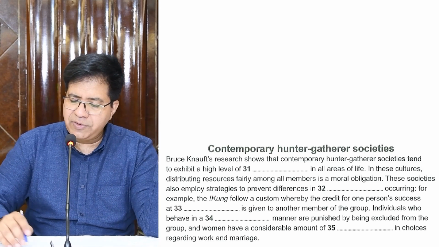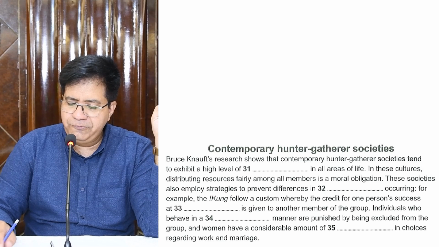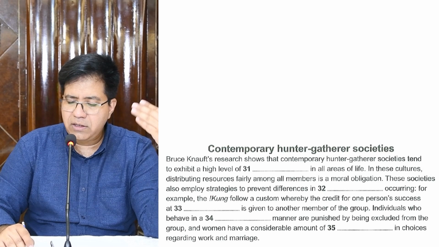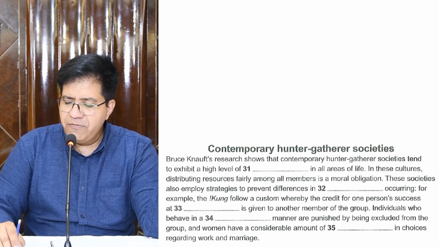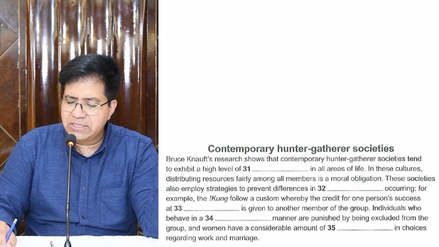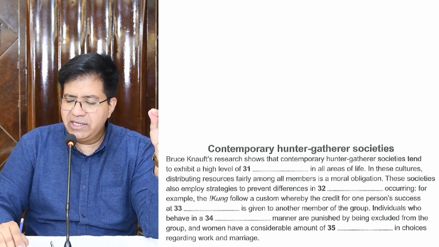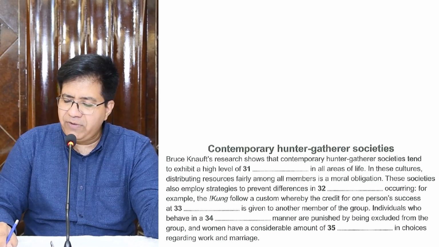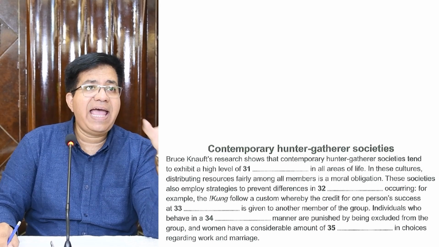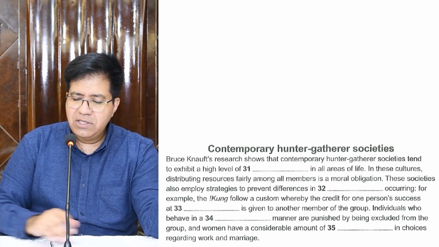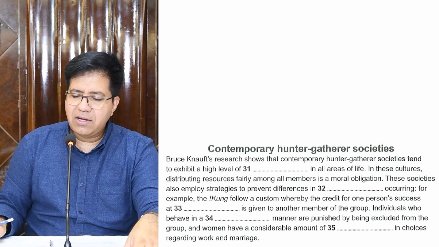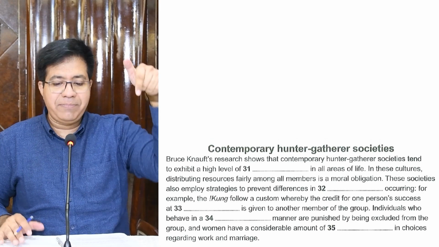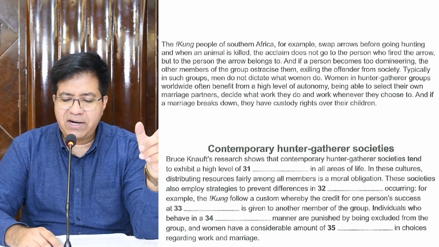Okay, next question number 33. They say, for example, the Kung follow a custom whereby the credit for one person's success at dash is given to another member of the group. So credit for one person's success at. Success at means success in which field? Can you see the word Kung? Kung Fu Panda? Just like that. So credit for success in something. I'm reading second page, first paragraph, first line.